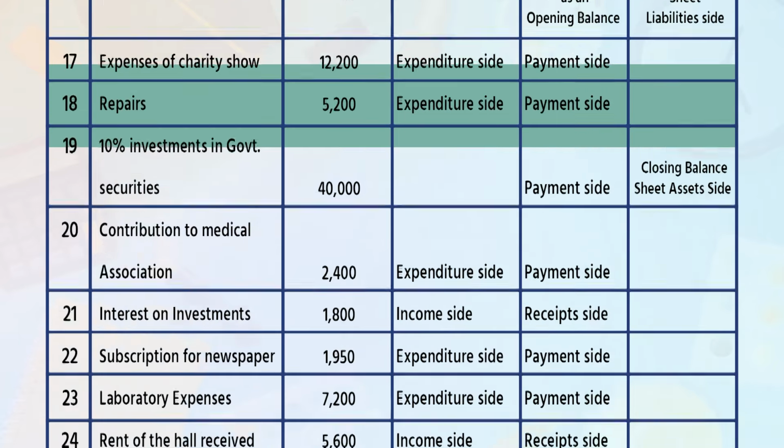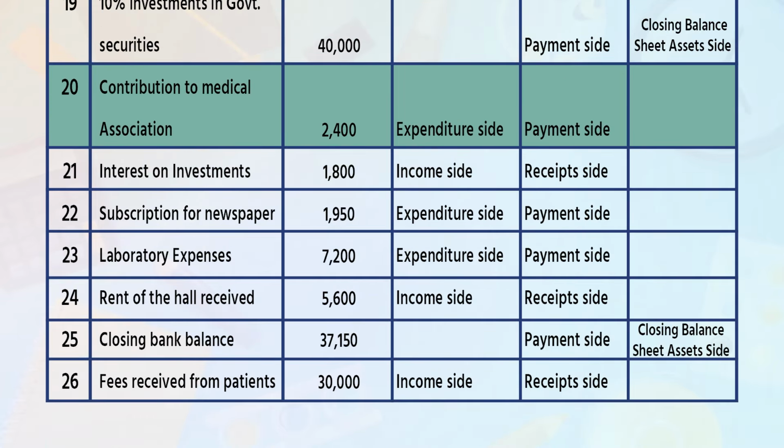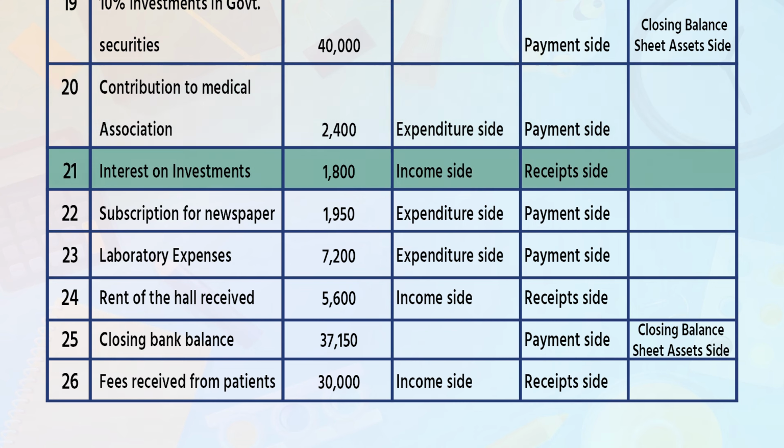Next point, that is contribution to medical association 2,400. Again it is our expense, so expenditure side and payment side. Interest on investment 1,800, it is our income, so income side and receipt side in receipt and payment account. Subscription for newspaper 1,950, this is expenditure, so expenditure side and payment side. Laboratory expenses 7,200, again same expenditure side and payment side.